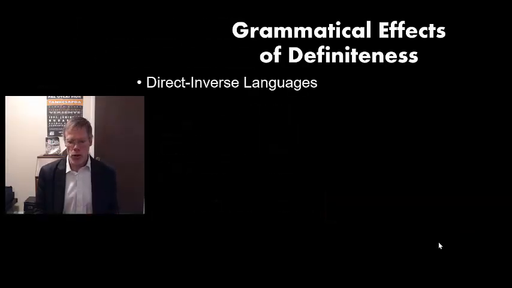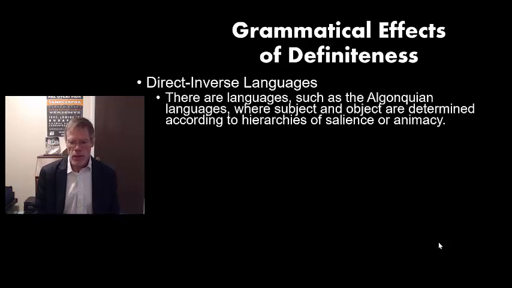We also see the grammatical effects of definiteness in what are called direct inverse languages. These are languages such as the Algonquian languages, where subject and object are determined according to hierarchies of salience or animacy. In other words, they're not determined morphologically or syntactically. It's based on a hierarchy at play.